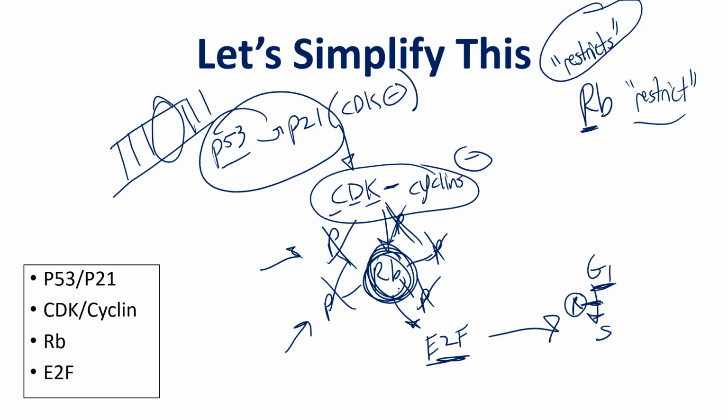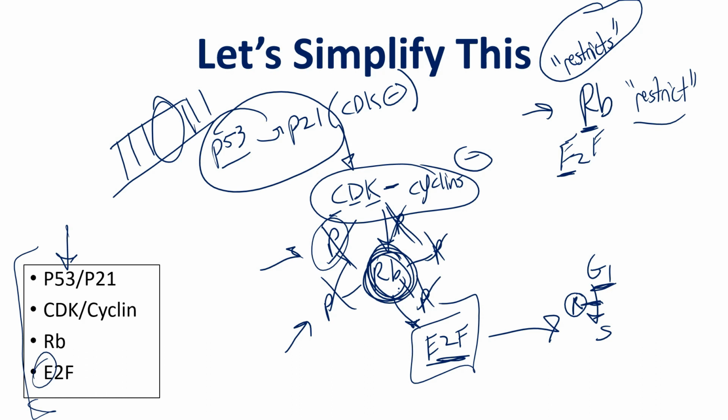R basically restricts. But in the case of phosphorylation, when no damage is detected, it can't bind E2F, and that means the cell is healthy and E2F can function. Now, how do we remember what E2F does when it's not messed with? Just like I said, when RB is not phosphorylated, it wants to go bind E2F, and its function is to restrict. What about E2F? This is what I think about. The E in E2F, let's look back over here at our main little things we're talking about in the video. There's only one thing that starts with an E. There's not an E in any of these other units.